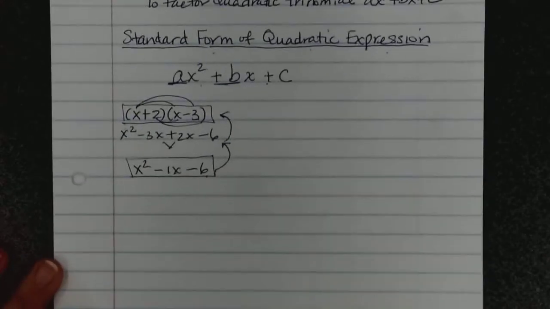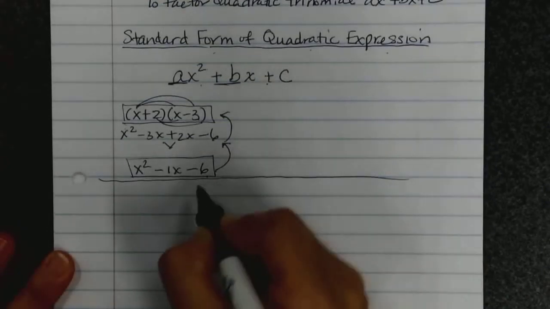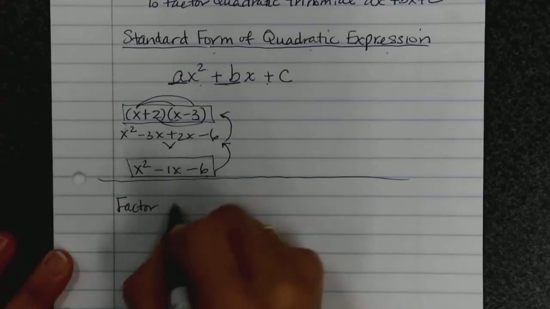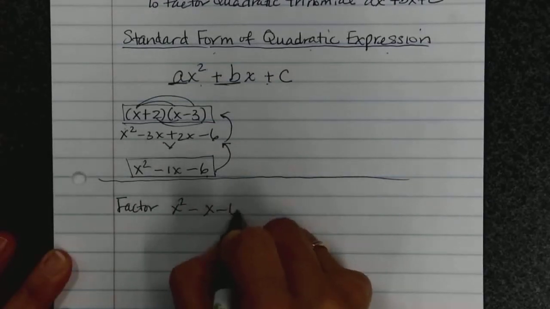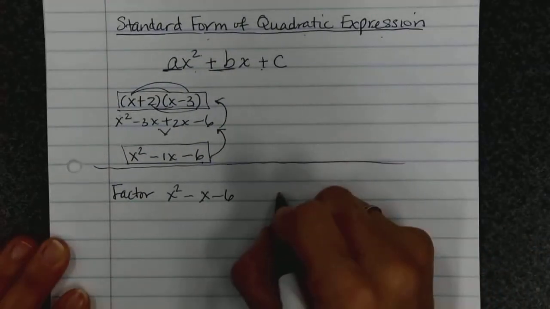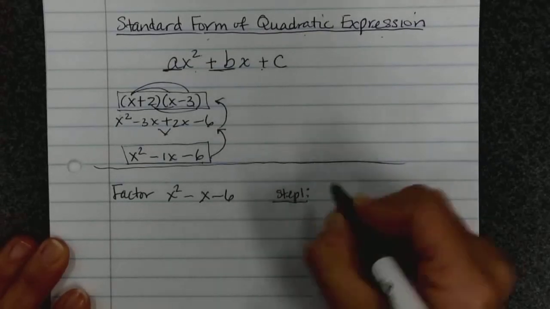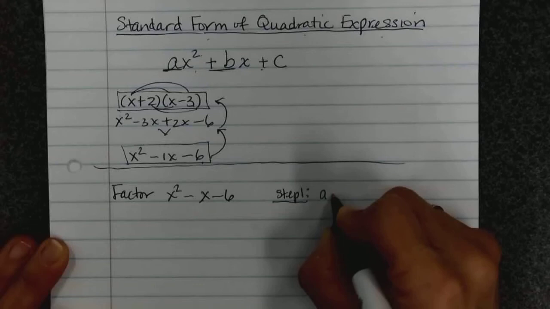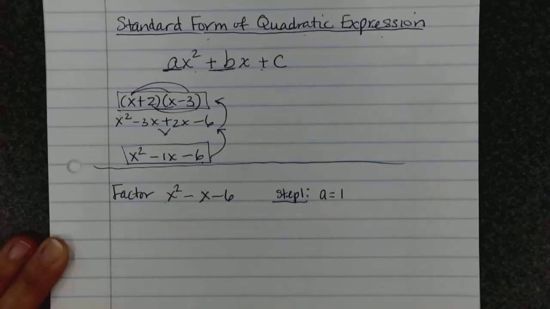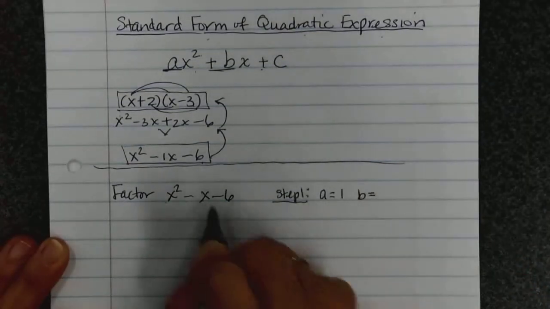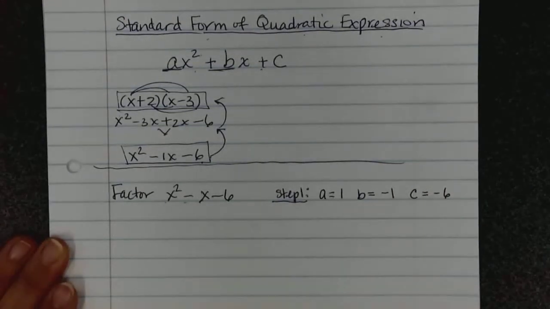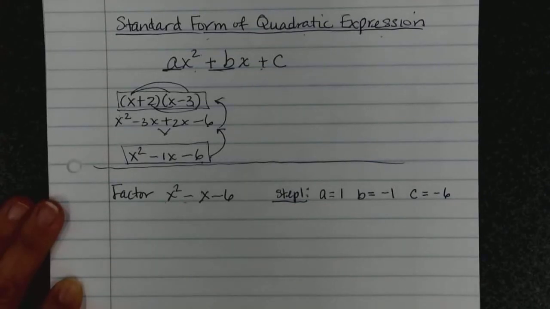Okay, so I'm going to use the same equation and show you how to go back. Your question is going to ask you to factor x squared minus x minus 6. My steps involved: in step 1, I want you to find your ABC. A is the number in front of the x squared, and remember, if there's no number, it's 1. Then b is negative 1, and c is negative 6. So the very first thing I want you to do is find your ABCs.